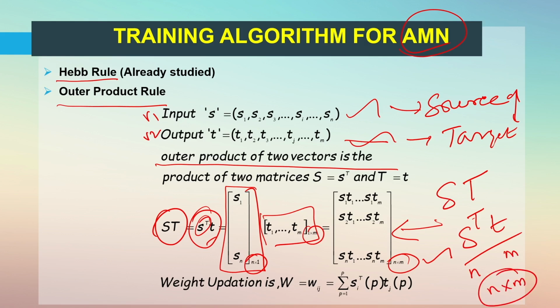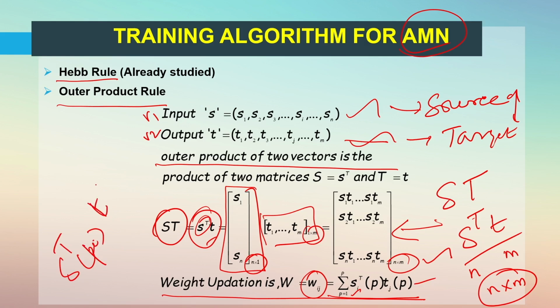This is the general principle of the outer product rule training algorithm, and the weight updation process is this: new weight equals old weight plus the update. Each new Wij is the summation over p equal to 1 to P, where P stands for the number of patterns, of Si(p) and Tj(p). For each pattern, Si and Tj of p. This is what the system is telling. You may say, for each sample, Si, Tj. So this is the training algorithm for AMN.